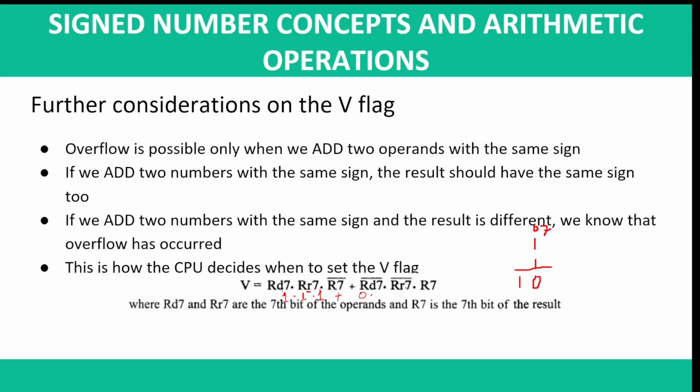And ANDing them with the source 1, the invert of that is 0, and the result is 0 also. So 1 ANDed with 1 is 1, and ORing with 0 ANDed with 0 and 0 is 0. So the result of ORing this together is 1. So our result is V is equal to 1.